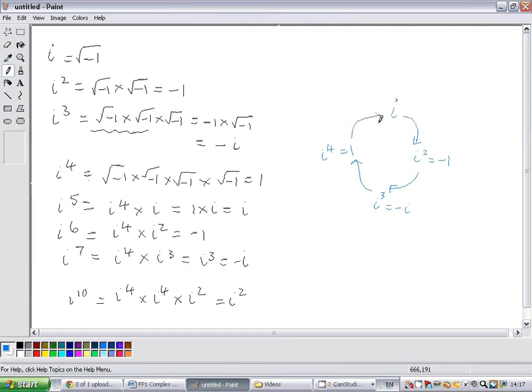So now, i to the 5 will be the same as i, i to the 6 is the same as i squared, i to the 7 is the same as i cubed, and i to the 8 is the same as i to the 4, and it just keeps going round in a circle. So it's i, minus 1, minus i, 1, and they're the key things to remember. So if you're going to remember them, i, minus 1, minus i, 1, and it just keeps going round in a circle. So that's just something to remember.